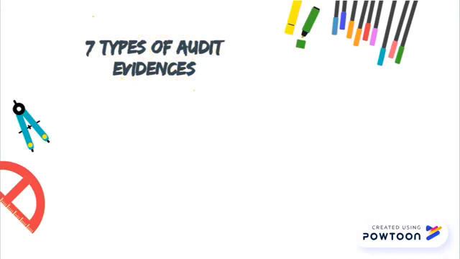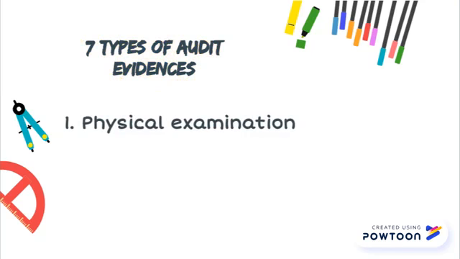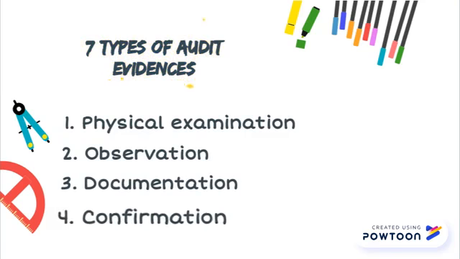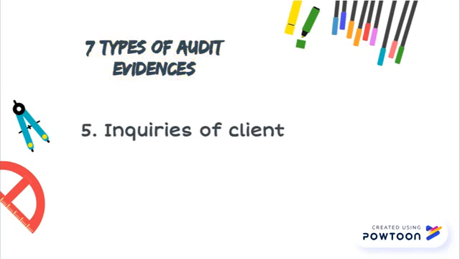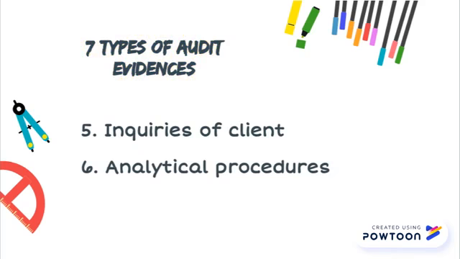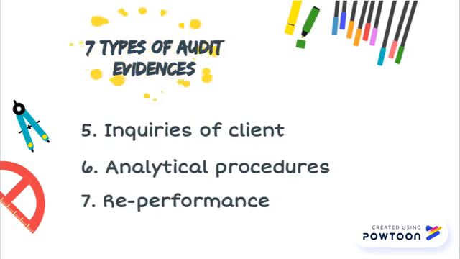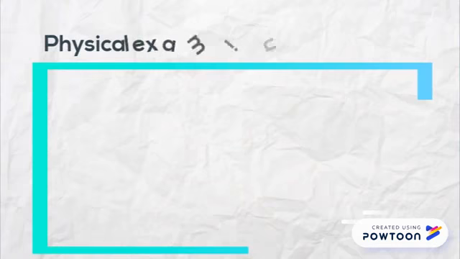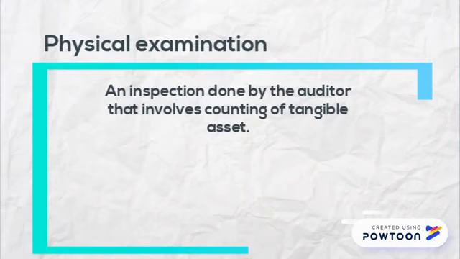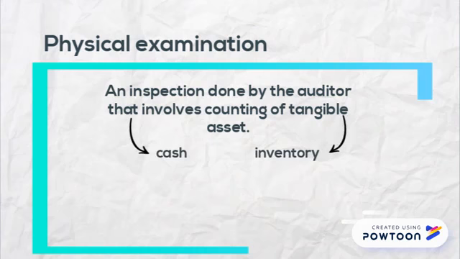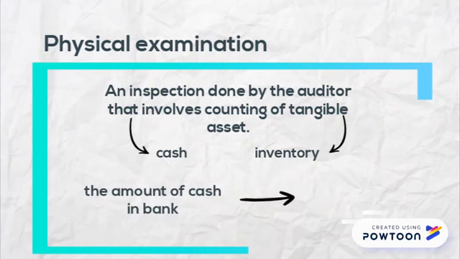Types of audit evidences consist of physical examination, observation, documentation, confirmation, inquiries of client, analytical procedures, and reperformance. In physical examination, it usually involves an inspection done by the auditor that involves counting of tangible asset, such as cash and inventory. For example, to check whether the information regarding the amount of cash in bank is correct or not, the auditor can check with a particular bank.